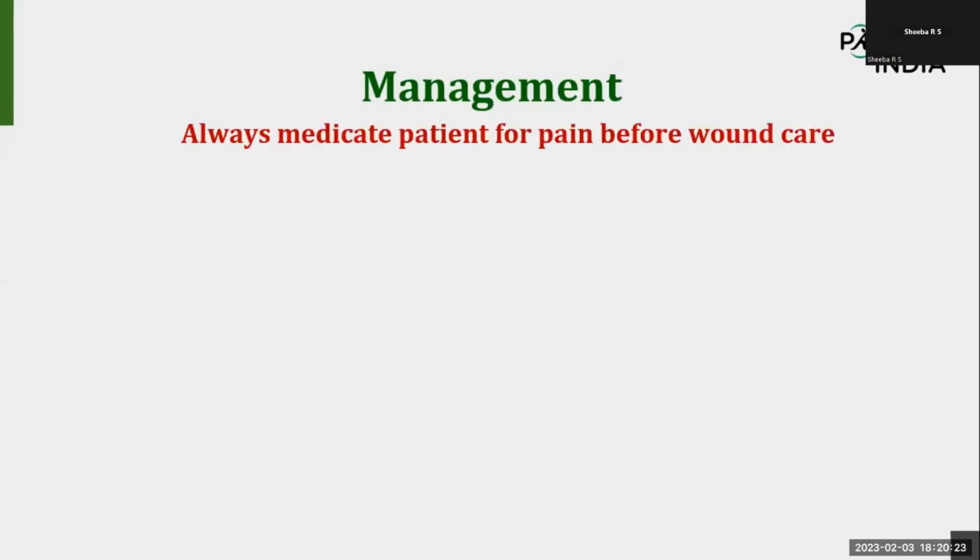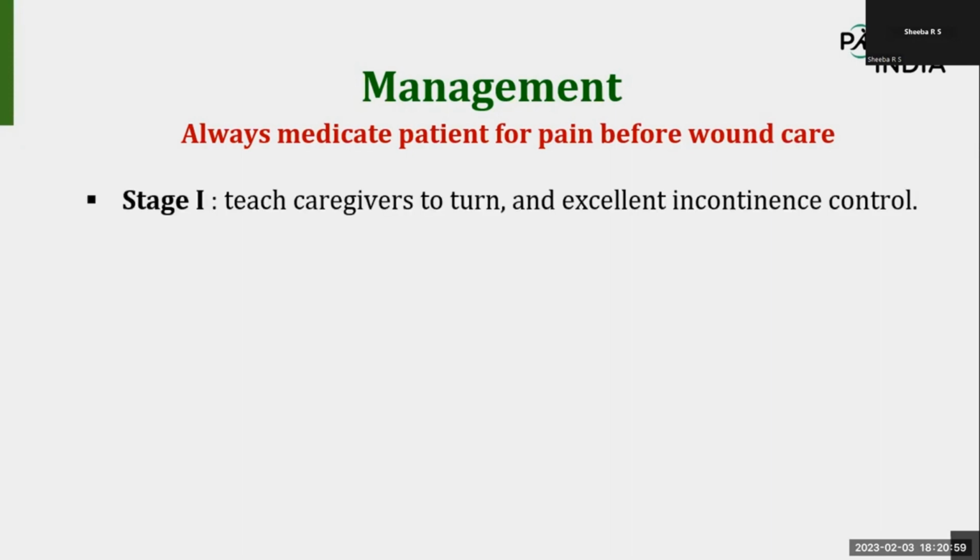Coming to the management part, as I mentioned earlier, always medicate the patient for pain before wound care. This is very, very important. You have to ask them about their pain. If they have pain, you have to give proper analgesics according to the WHO ladder. If you give systemic analgesics, you have to wait another 45 minutes and then you can do the wound management. If you use topical anesthetic agents, then you can wait another 2 to 10 minutes and then do the wound management.